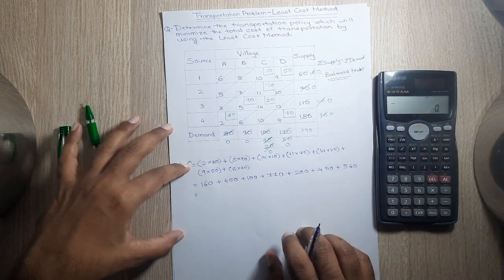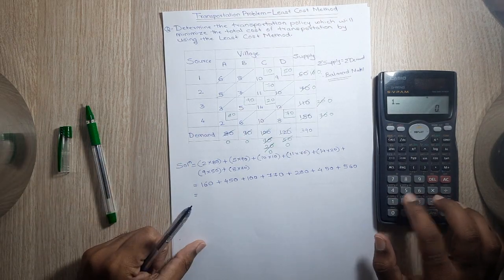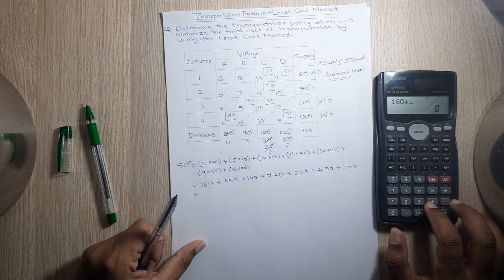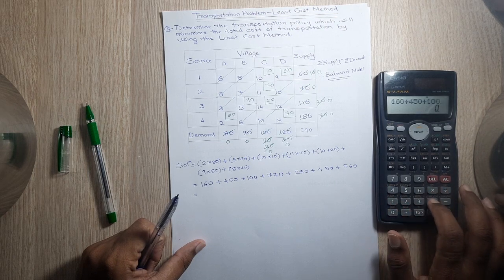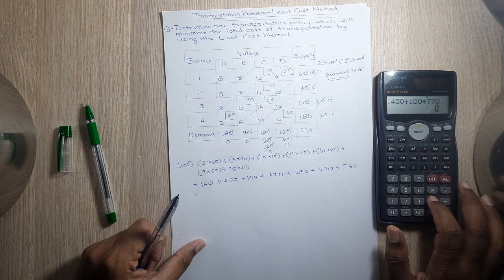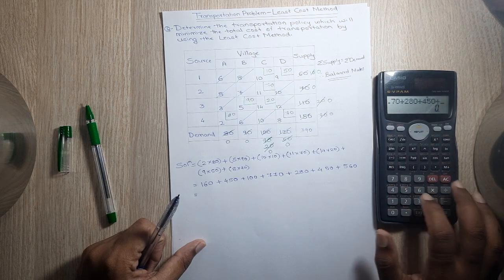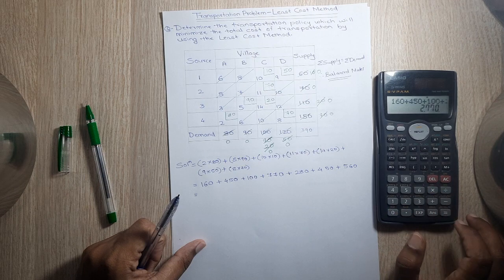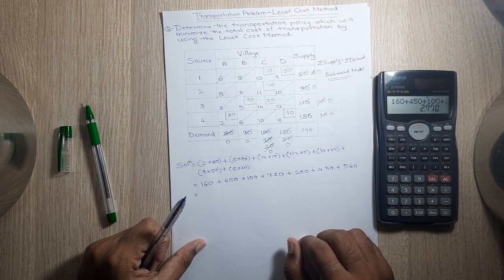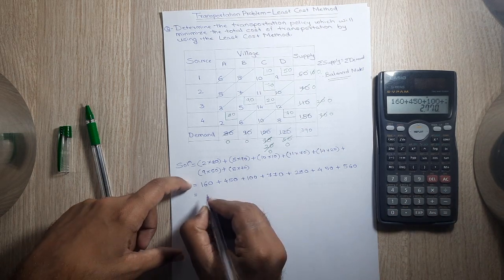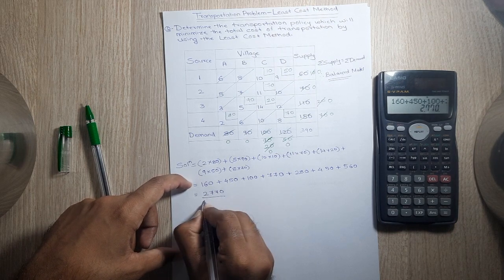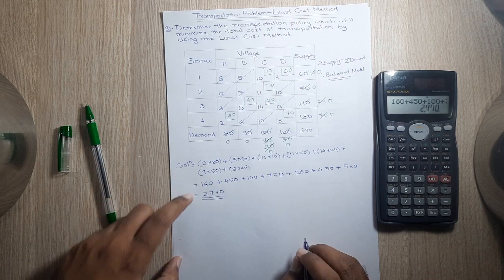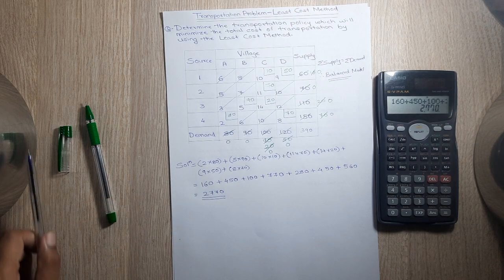Now let's add all these values. 160 plus 450 plus 100 plus 770 plus 280 plus 450 plus 560. Here the answer is 2770. So this is our initial feasible solution by using the least cost method.